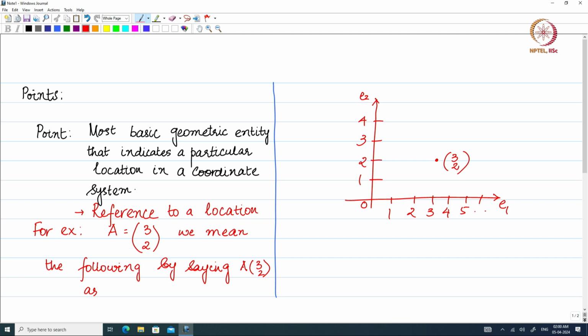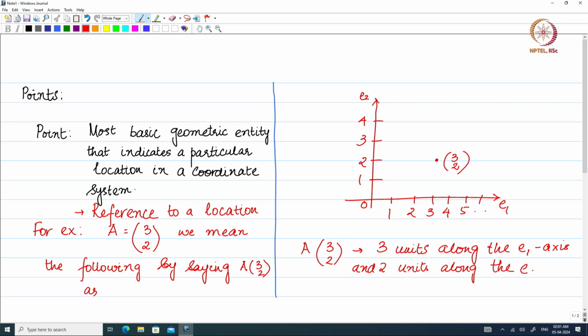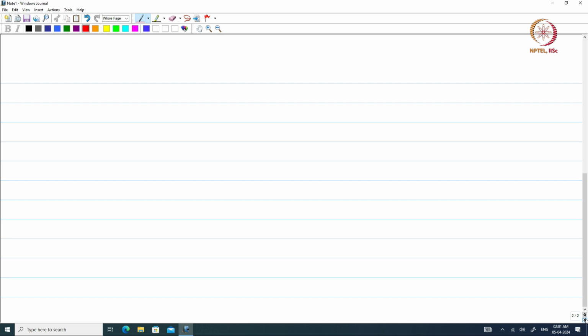So what are we going to say? We say that the point A (3, 2) is basically 3 units along the E1 axis, and 2 units, excuse me, along the E2 axis. Now what does that mean? What does it actually indicate, or how are we going to generalize this?